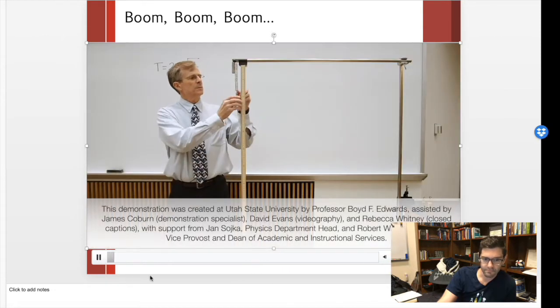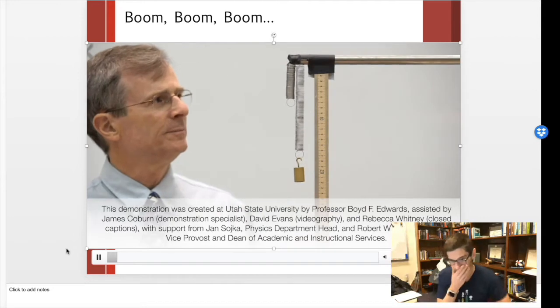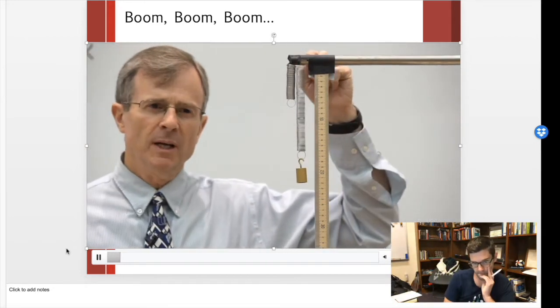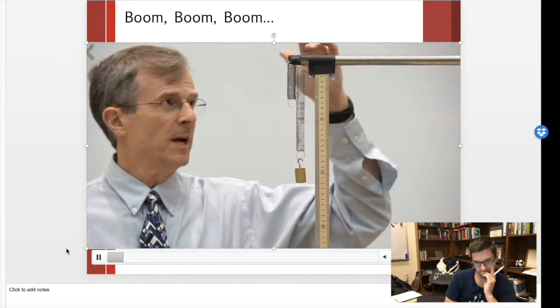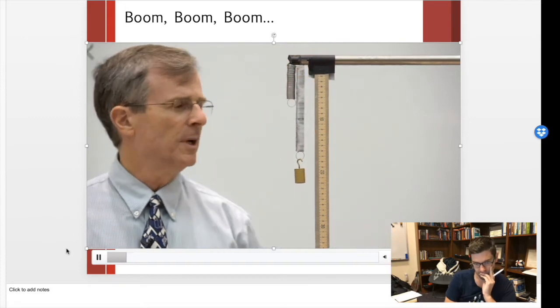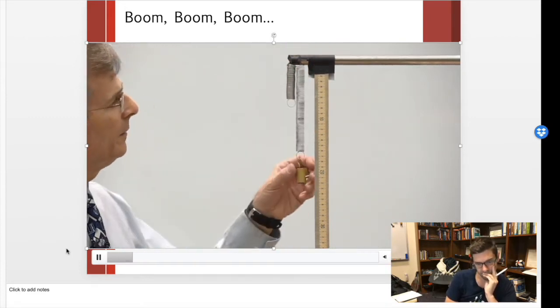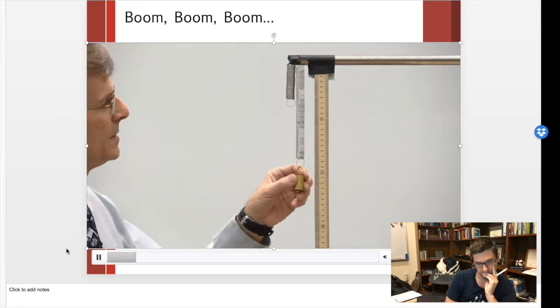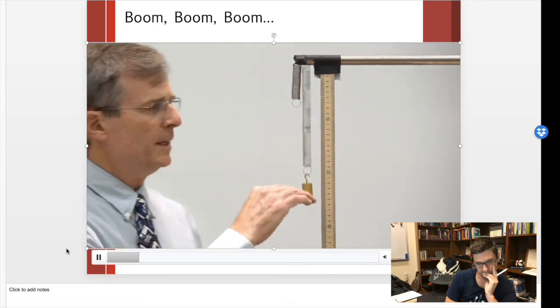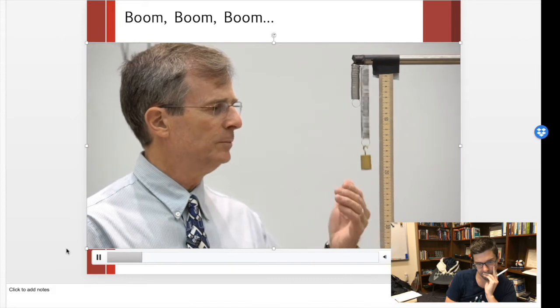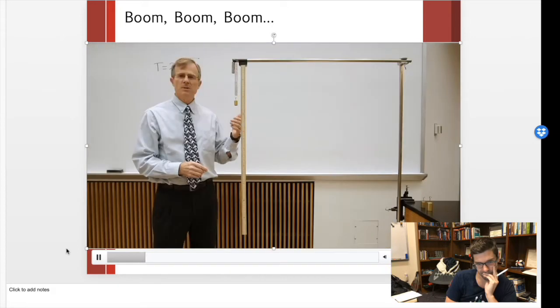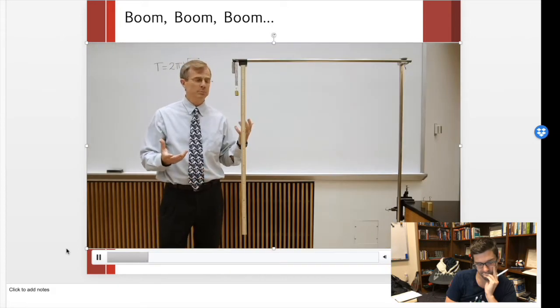We're suspending the mass from the spring, and the other end of the spring is attached to a fixed, rigid object. The period of the motion is the time required for one oscillation. Boom, boom, boom. So it's the time between booms.